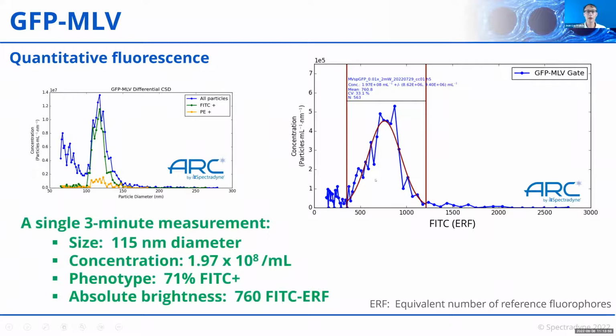This measurement took only 3 minutes, and delivered the particle size, which is about 150 nanometers in diameter, and the virus concentration, about 2e⁸ particles per mL. We now know that about 71% of the particles in this size range are FITC positive, fluorescent, and we've been able to quantify the brightness of these virus particles in translatable NIST traceable units.